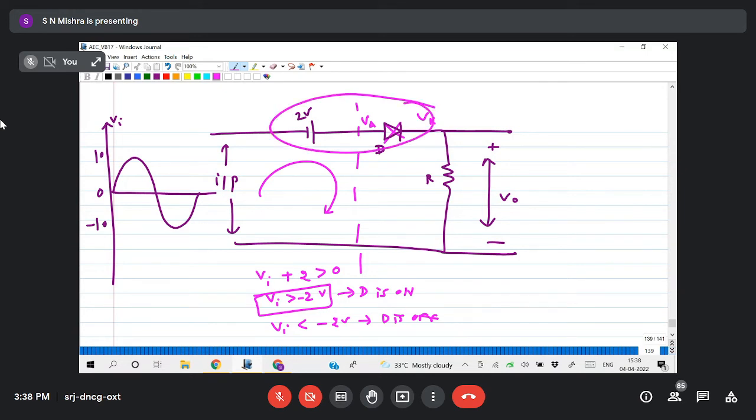If I take this one, this is minus 2, this is 0.7. So effectively what am I getting? 1.3 minus. So whatever condition I have taken, Vi greater than minus 1.3, diode is on. Vi less than minus 1.3, D is off. On that day also someone asked me what the result is if it is connected like this. This is another thing.